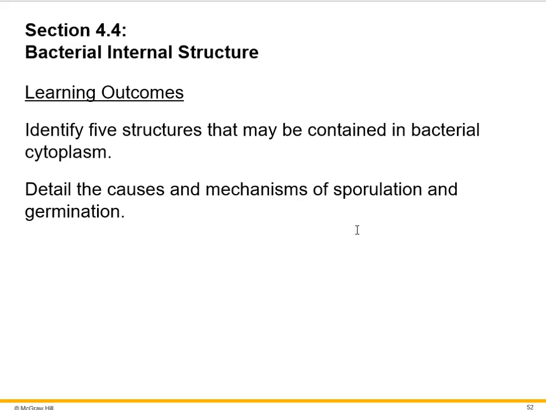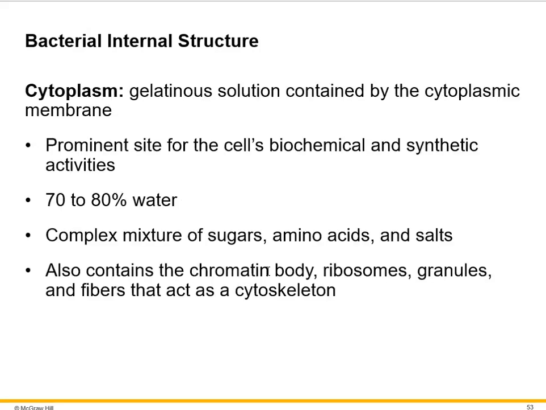And now section 4. So section 4.4 is the bacterial internal structures, and we're going to look at 5 structures that may be contained in bacterial cytoplasm, and then describe or detail the causes and mechanisms of sporulation and germination, and the process of germination and sporulation.